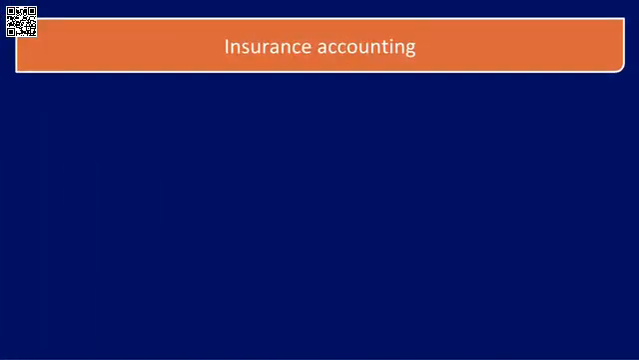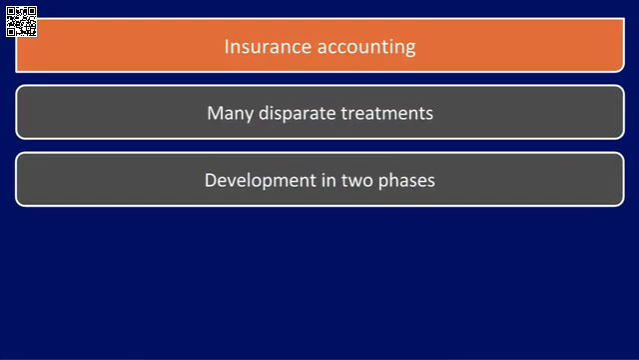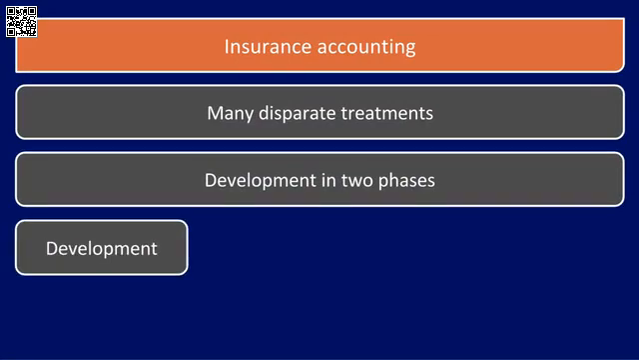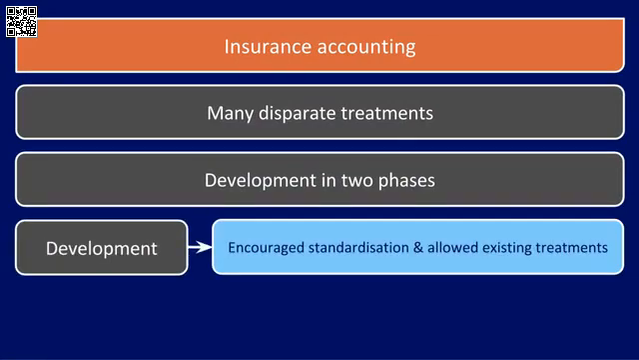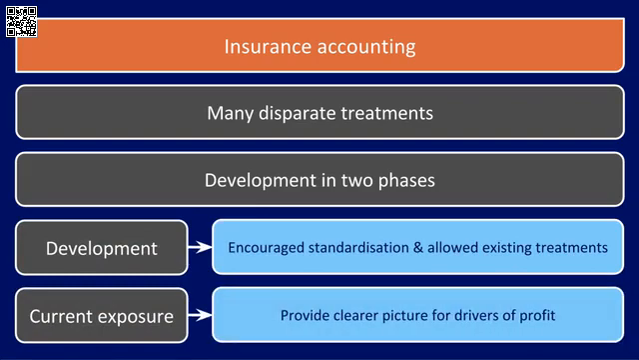Insurance accounting. The starting point for the development of insurance accounting treatment under IFRS was to deal with many disparate treatments that were being followed in the industry. With this in mind, the development of insurance accounting was to take place in a two-phase project. Phase 1 was the development of IFRS 4 that encouraged standardization whilst allowing existing treatments to be followed. And Stage 2 is the current exposure draft, which is intended to give a much clearer picture of the drivers of profit for a company providing insurance.